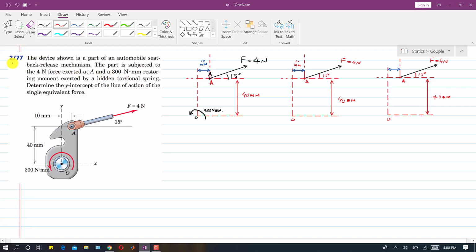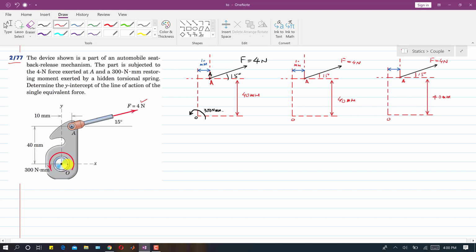Today we are going to solve this problem 277. In this problem it is said that the device shown is a part of an automobile seat back release mechanism. So this is the seat back release mechanism, and this part is subjected to a 4 Newton force. This 4 Newton force is exerted at this point A, and there is a 300 Newton mm restoring moment.